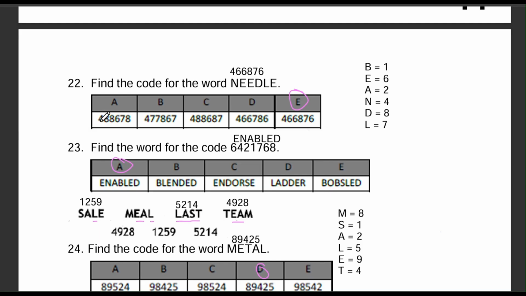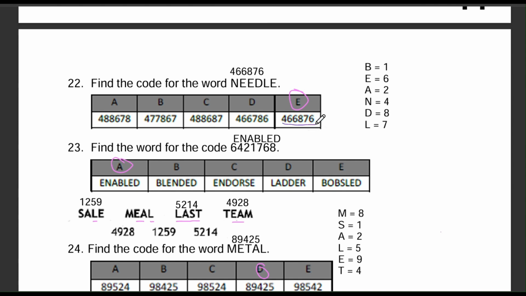Question 22. Find the code for the word needle. Our options are A, 4886678, B, 477867, C, 488687, D, 466786, E, 466876. The correct answer here is E.